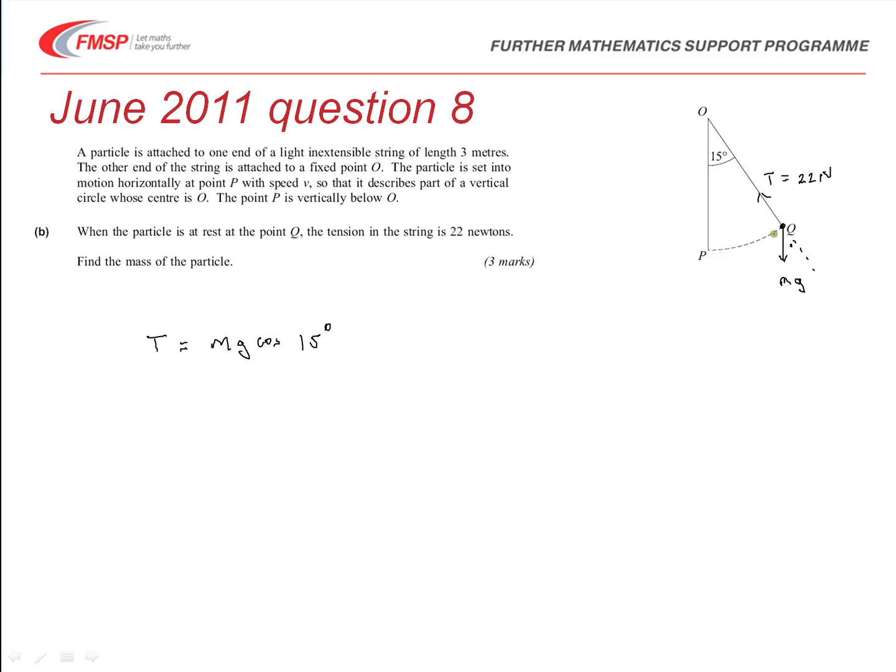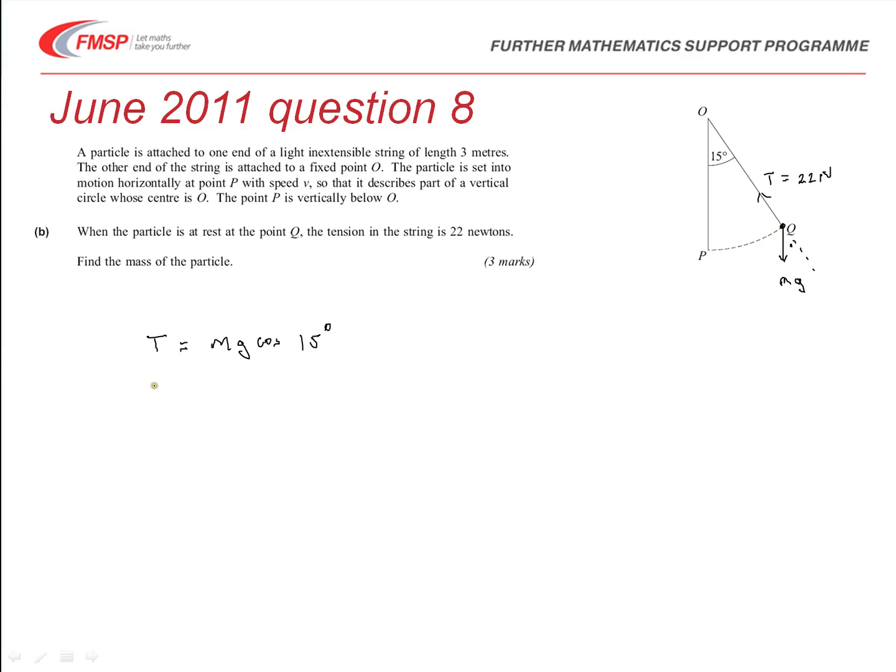Okay, and it's only because it's at rest, because the acceleration towards the centre of the circle is 0. Right, your mv squared over r is 0. There is still a tangential component to mg which will be accelerating the particle back down through the circle at that point.